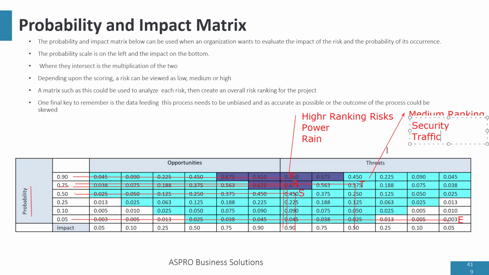Okay, those are medium ranking risk. So any risk that falls in the turquoise or cyan part of the matrix will be considered medium risk. And any risk that falls in the part that is not shaded is called low ranking risk. Okay, low ranking risk.